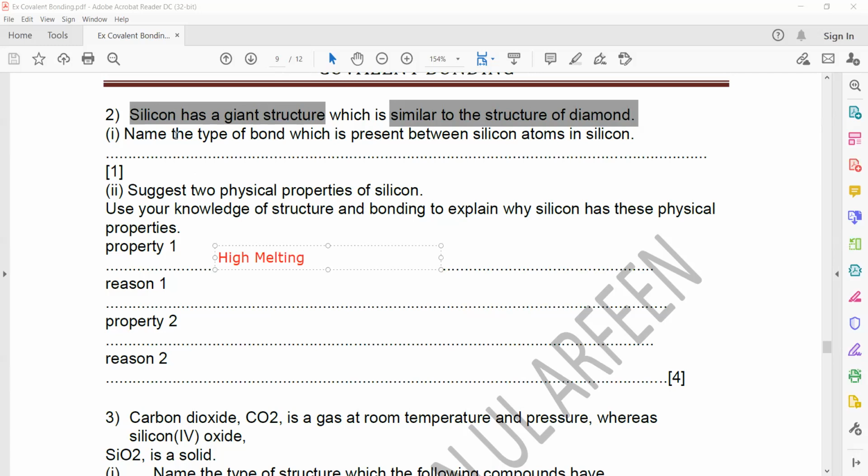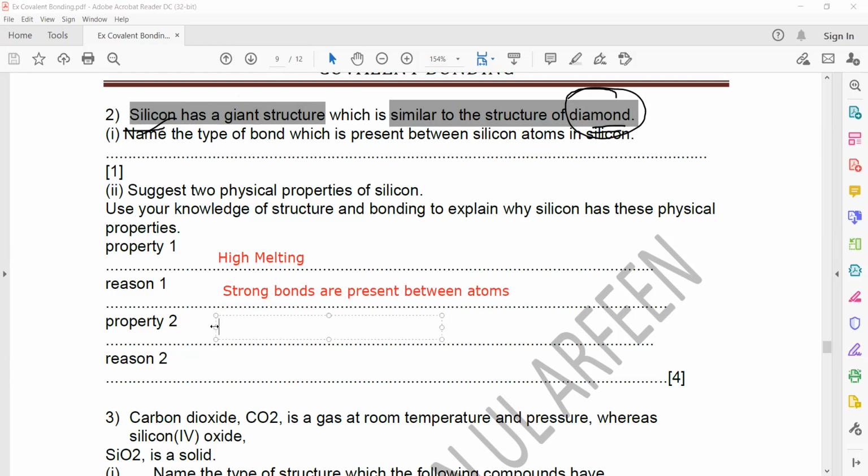Melting point or boiling point refers to the force of attraction between the particles. So you can mention that strong bonds are there between the atoms. That's why it has a high melting point. And how do I predict that it will have a high melting point? Because they mentioned it is similar to that of diamond. That's why all the properties of diamond will match with silicon.